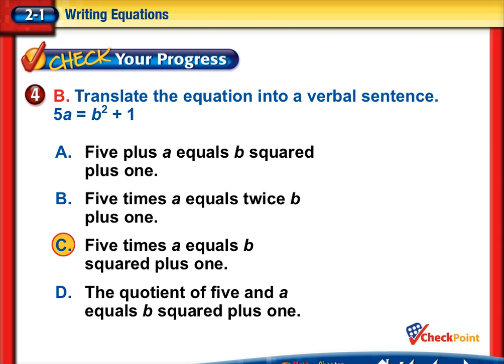Okay, I'm hearing people yelling A. Listen carefully. This is not 5 plus A. It's 5 times A, right? And this is B squared plus 1. Of course, the only option that has that here is C. Read the equation carefully before you convert it.